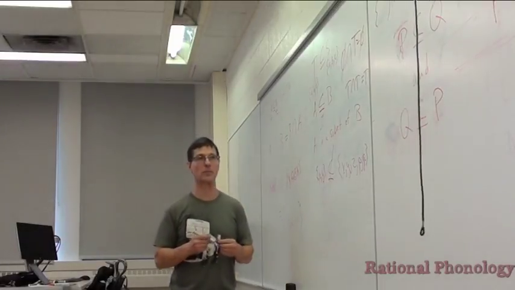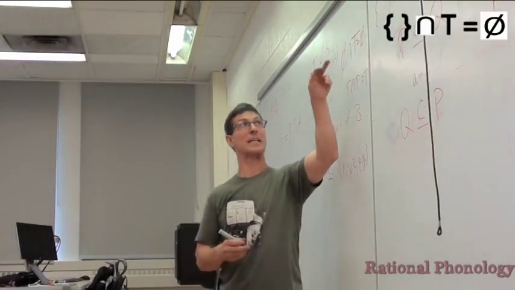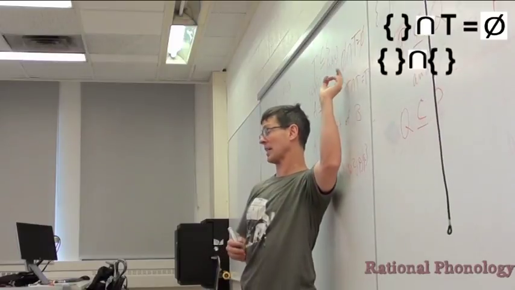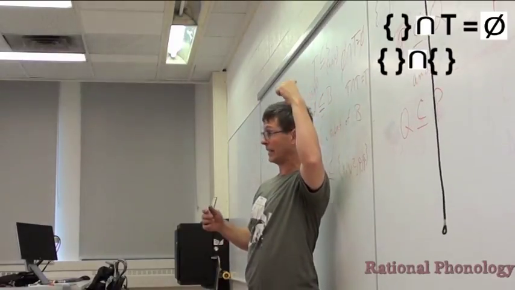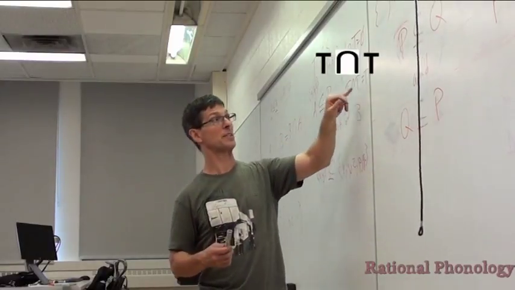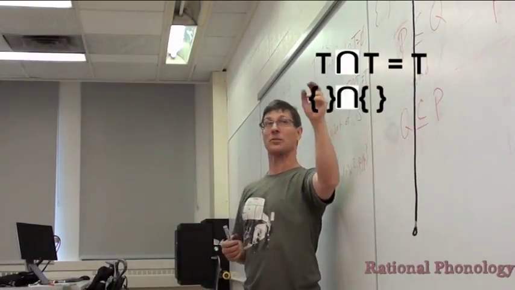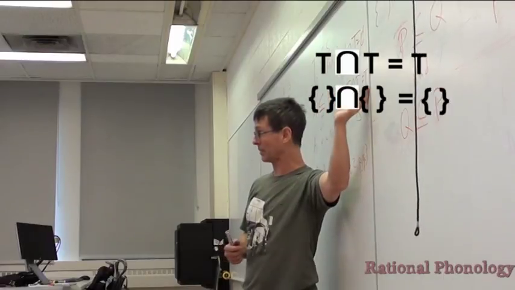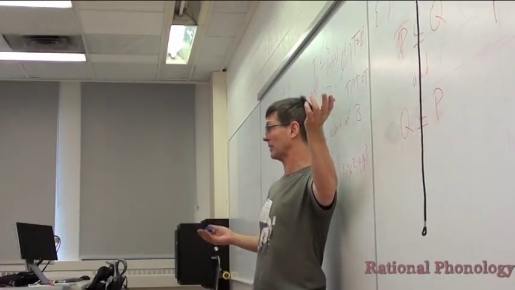Well, we already know that the intersection of the empty set with anything is the empty set, so the intersection of the empty set with the empty set is also going to be nothing. And we also know that the intersection of a set with itself is the same set. So if this was the empty set and this was the empty set, then that would be the empty set. So we have like 3 different ways of knowing that you're right.